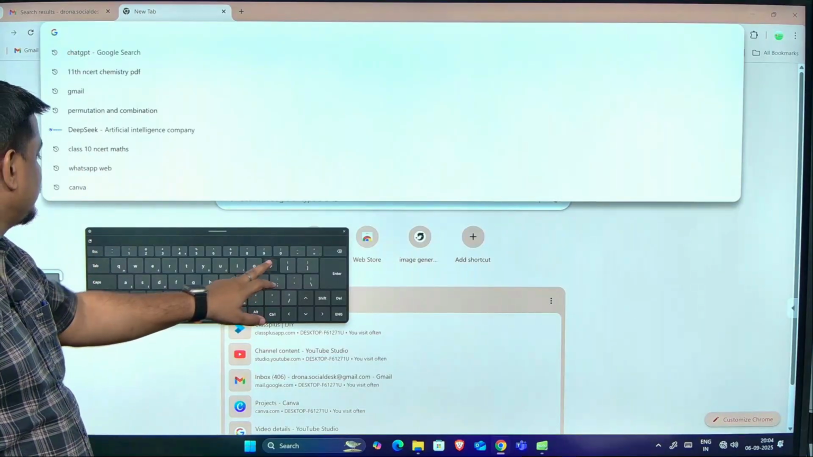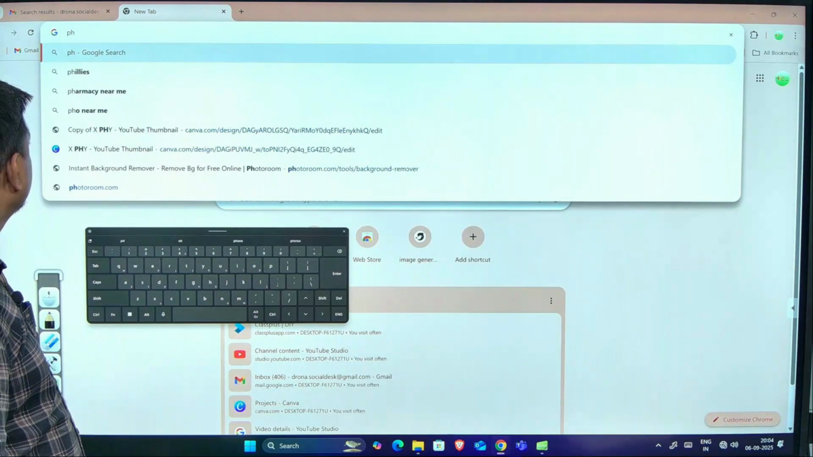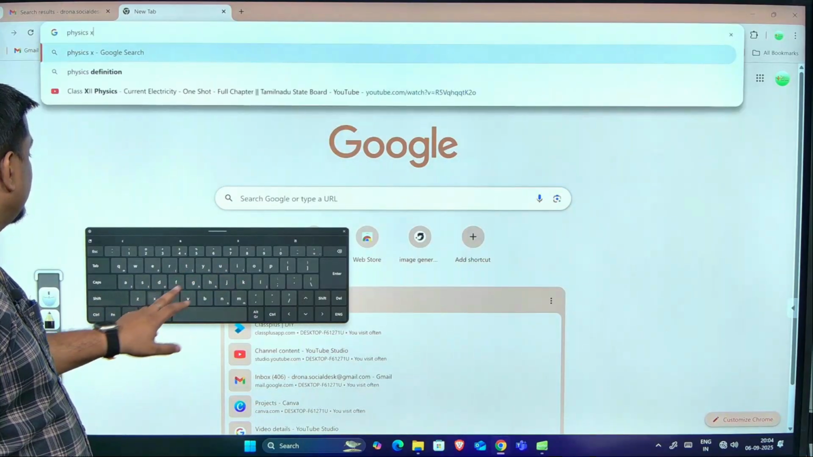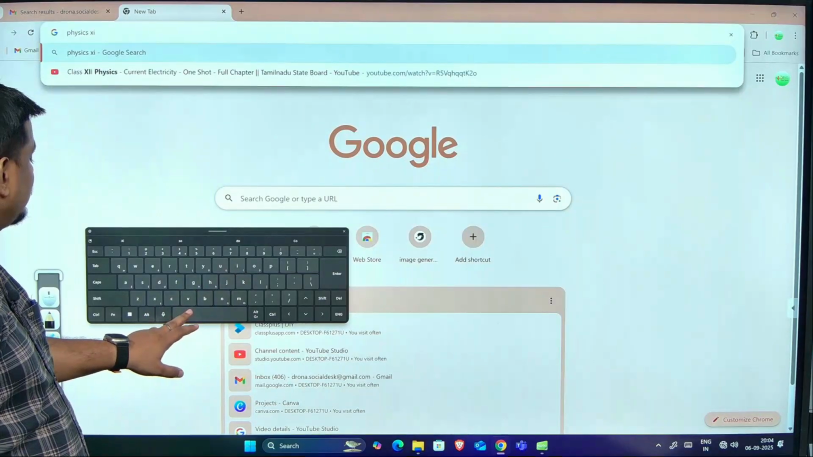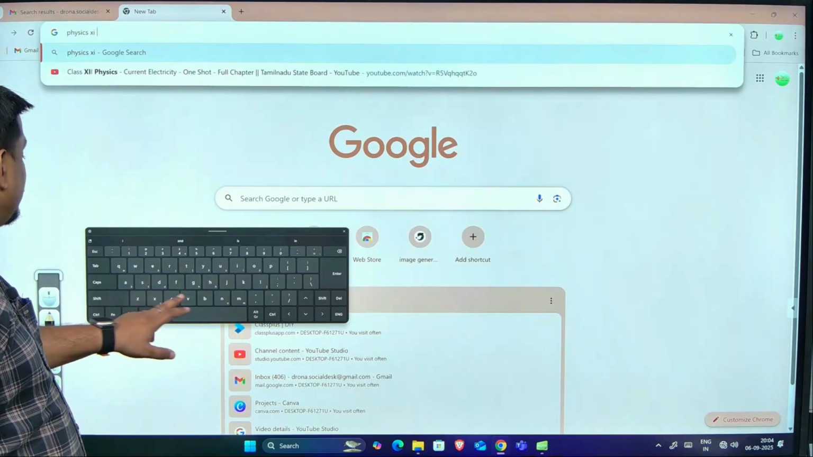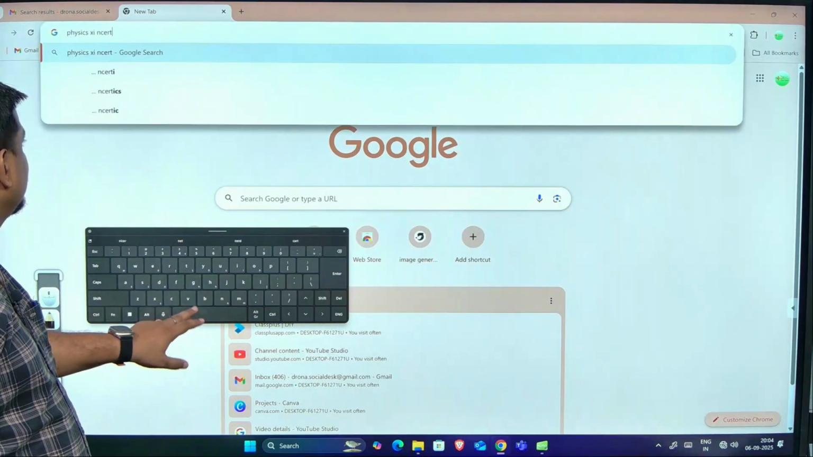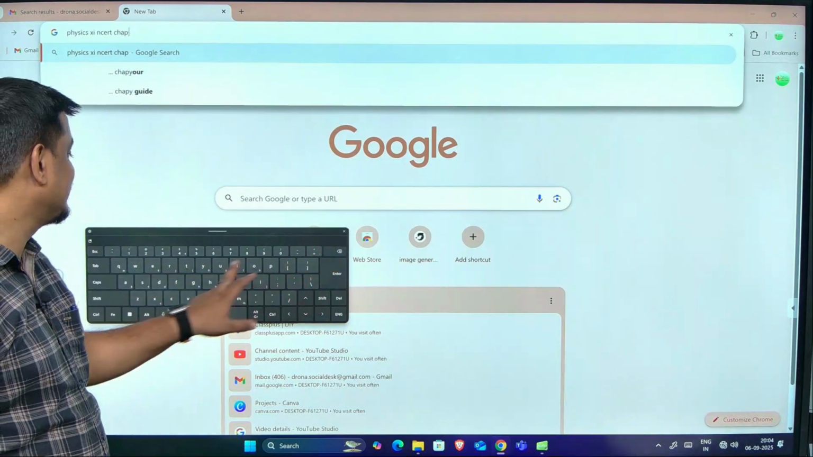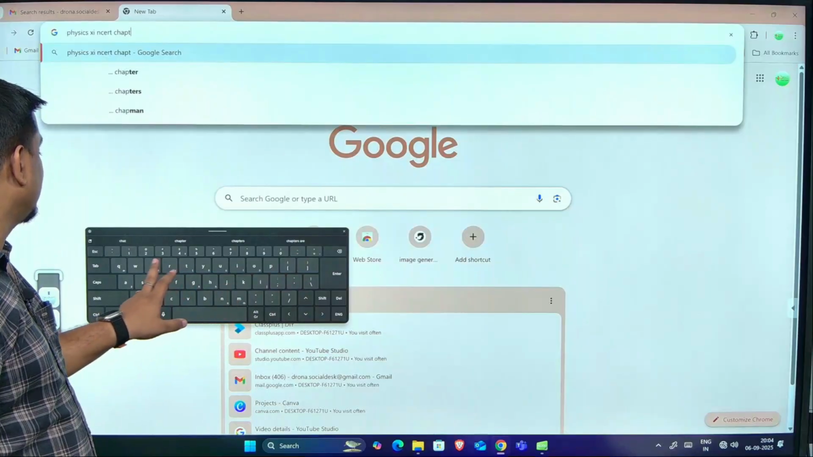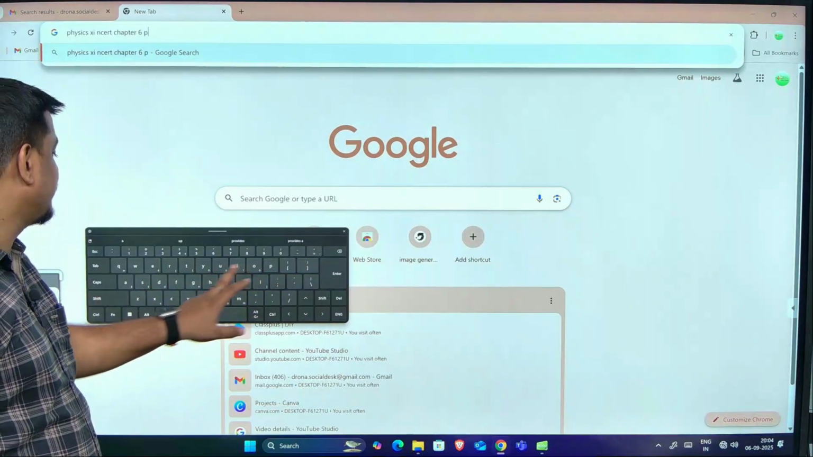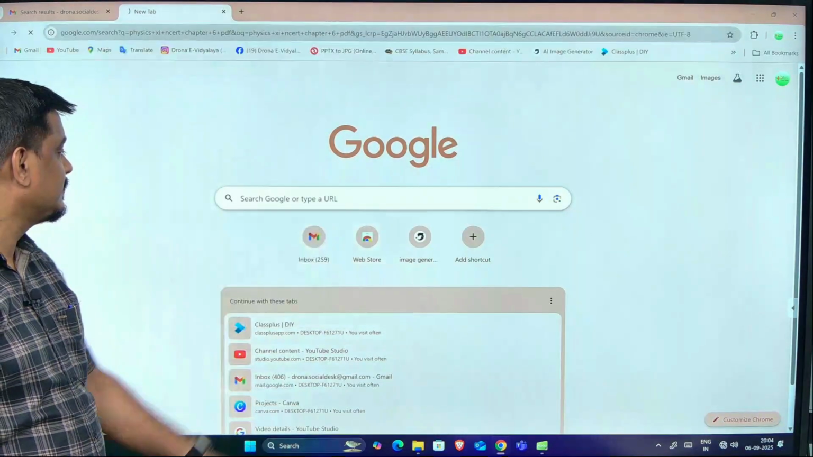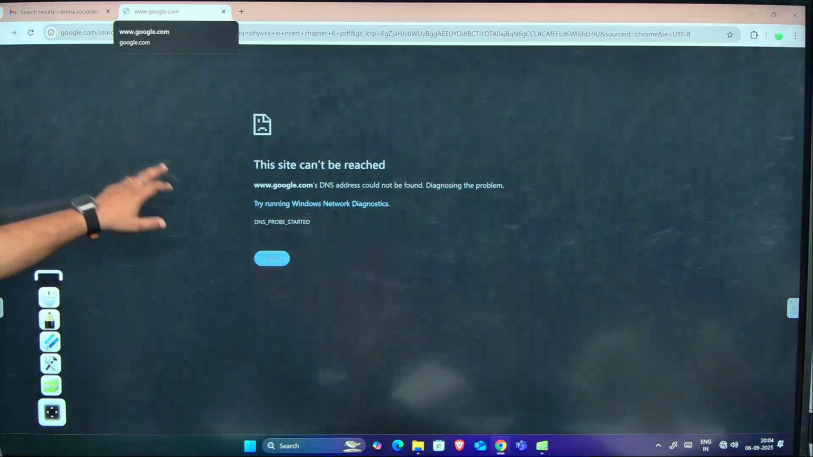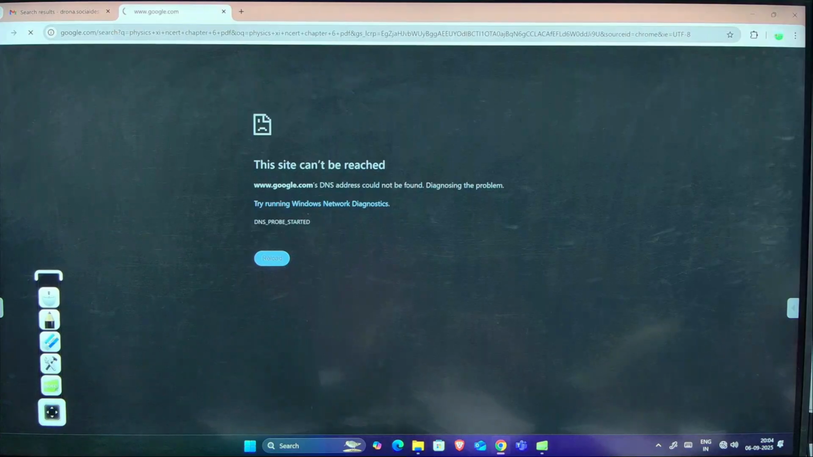How do I search here? Physics, 11th, then NCERT. What is the chapter? System of particles. Number 6. Chapter 6 PDF. I hope it will come. No network.